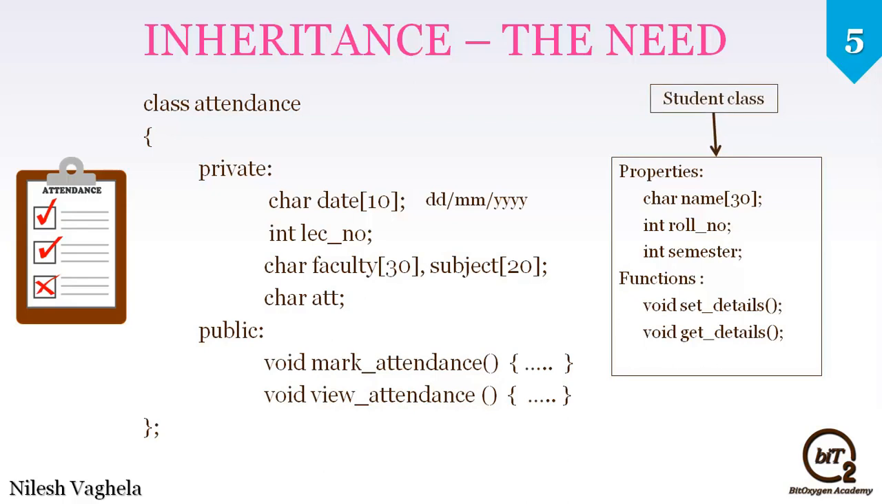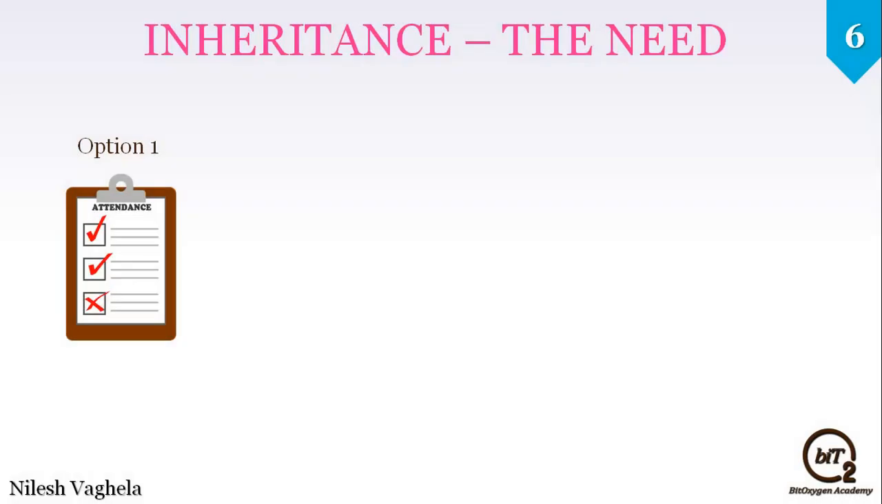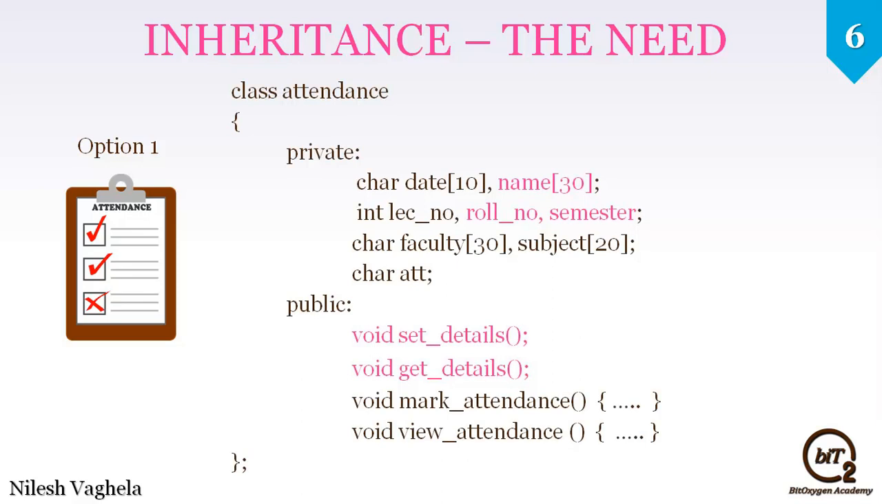Our program is already having a student class and an attendance class. But I need some of the properties and functions of one class in another class. So we are having many options. The first option we will see is simply copy and paste the needed properties in our attendance class. So as you can see, this name, roll number, semester and set and get details, these are the properties and functions of the student class. So we have copy pasted over here.